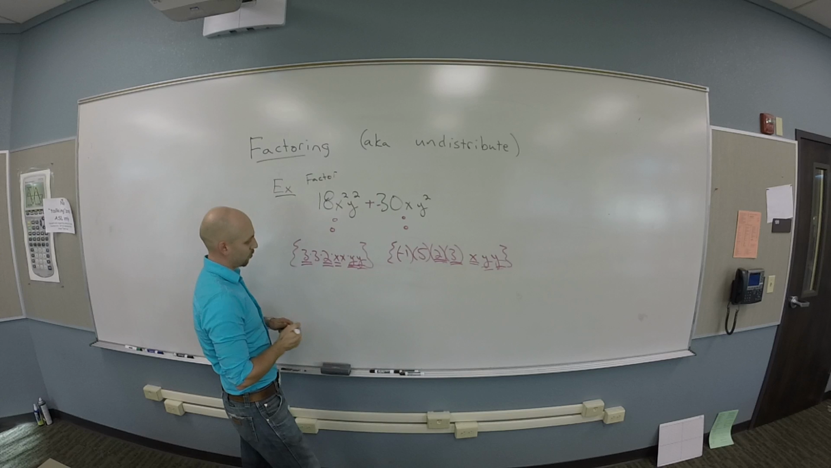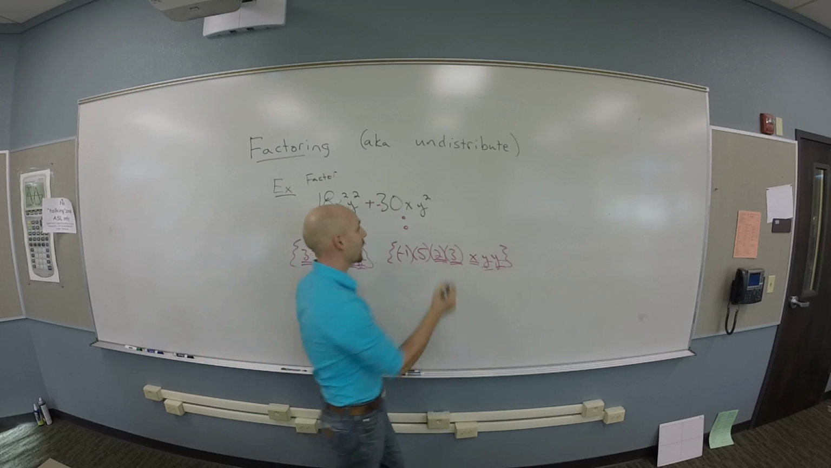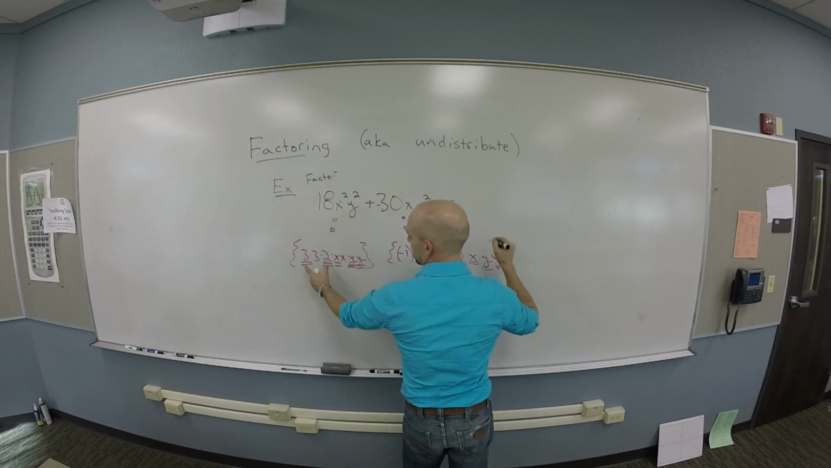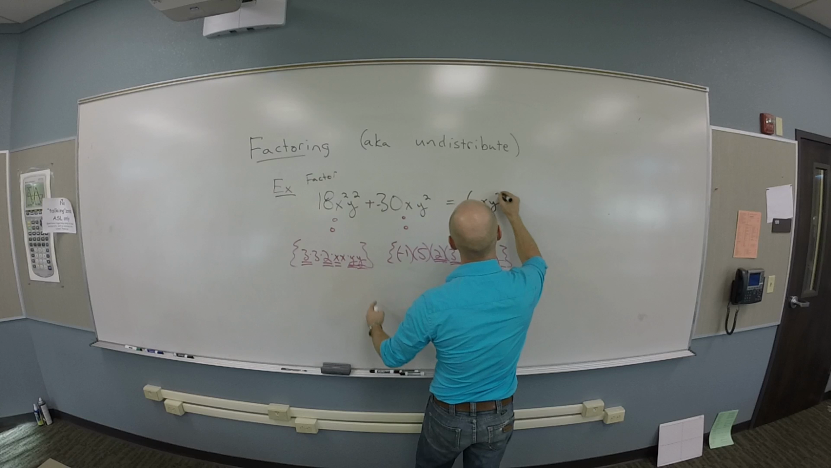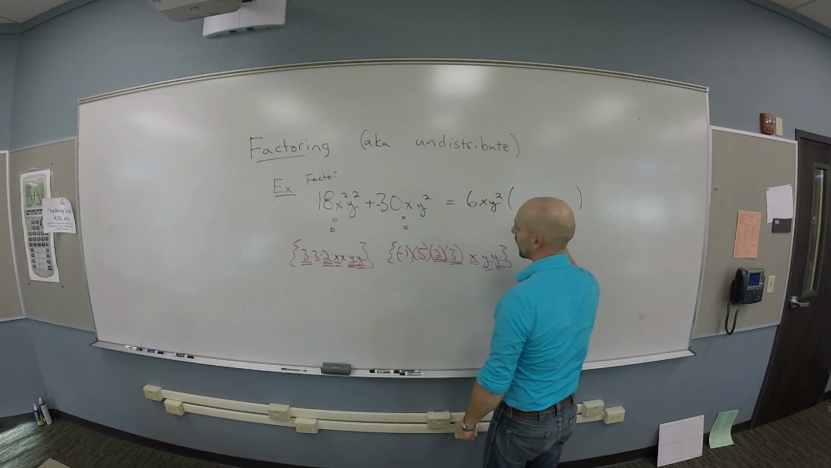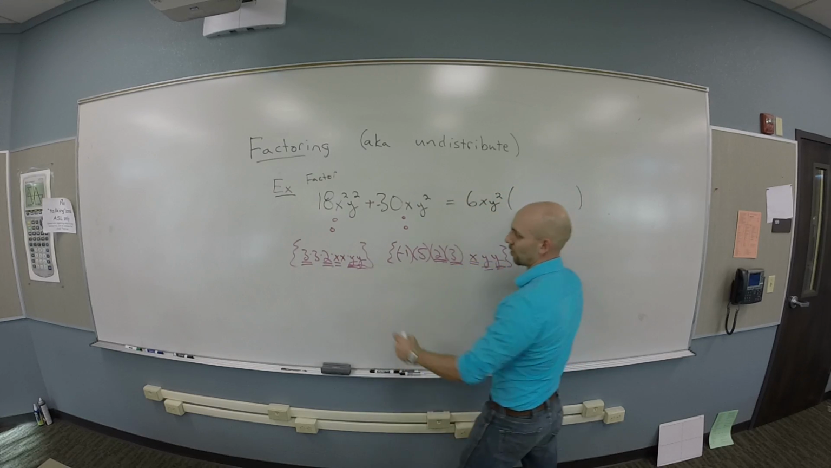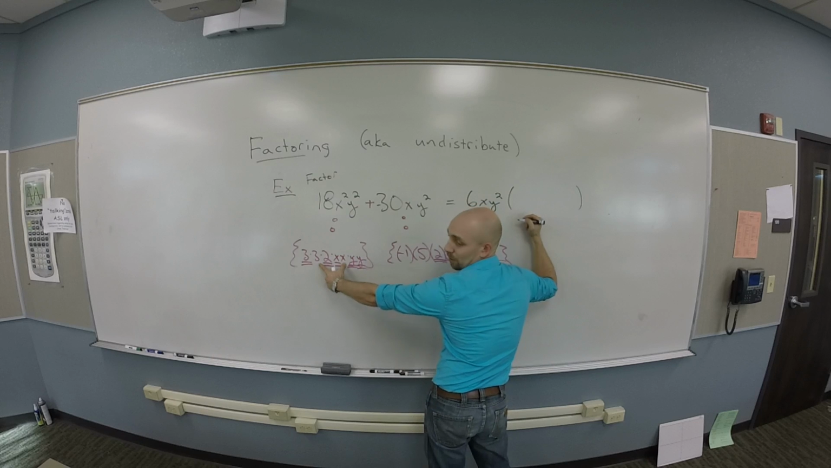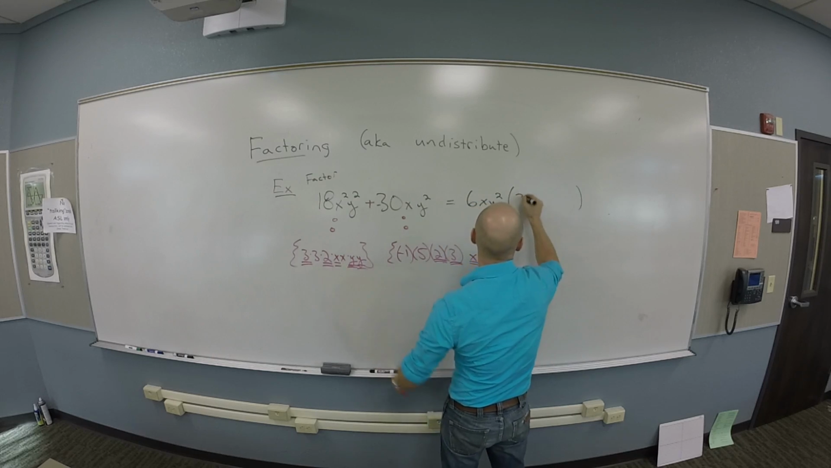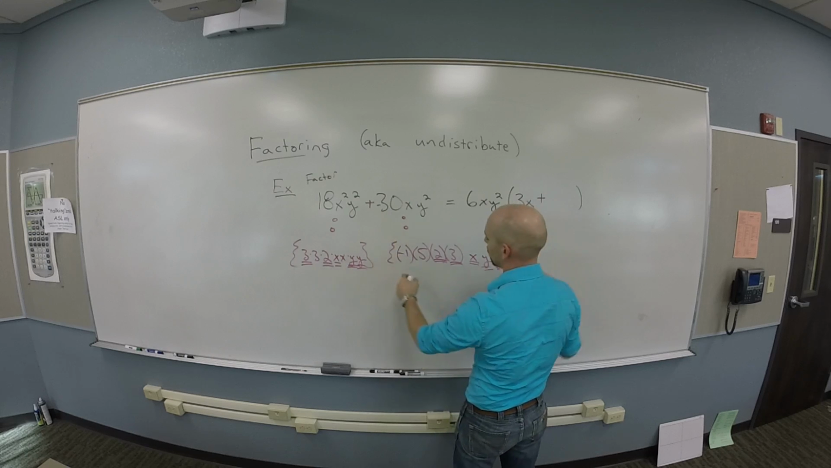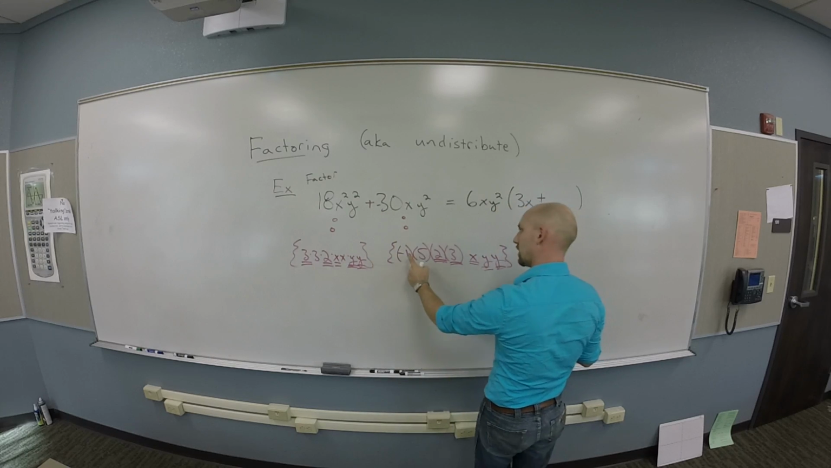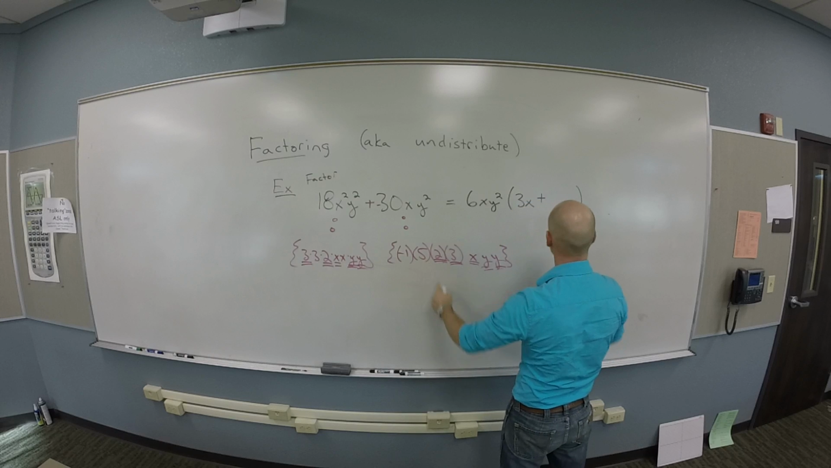So it looks like what I've got in common here, the thing I can factor out, is a 6x y squared. And then I'm wondering, what am I left with? Well, in the first bit, I didn't use up a 3 and an x, right? So I've got a 3x there. Then I've got a plus, and what didn't I use up in this piece? It looks like a -5.